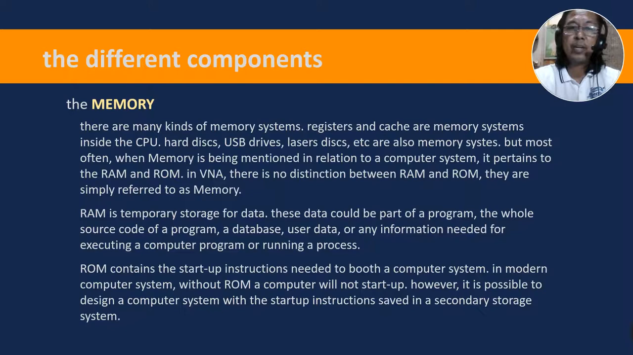So in von Neumann architecture, there is no distinction between RAM and ROM. They are simply referred to as memory. So memory is RAM and ROM. RAM is temporary storage for data. Data could be part of a program, the whole source code of a program, a database, user data, or any information needed for executing a computer program or running a process. Then ROM contains the startup instructions needed to boot a computer system.